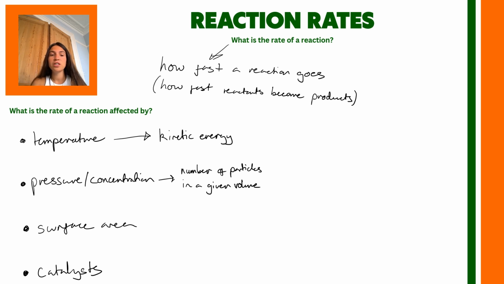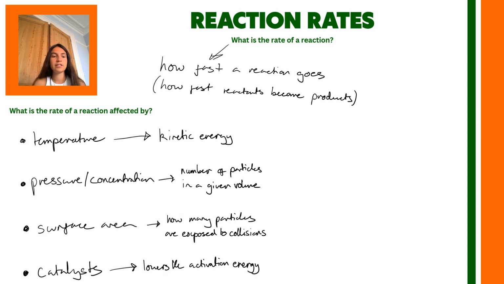Pressure and concentration, that's talking about the number of particles in a given volume. So if there are more particles in a given volume, then they're going to have more frequent successful collisions. Surface area, how many of those particles are actually exposed to the collisions? Again, they would have more frequent successful collisions if more of those particles are exposed.